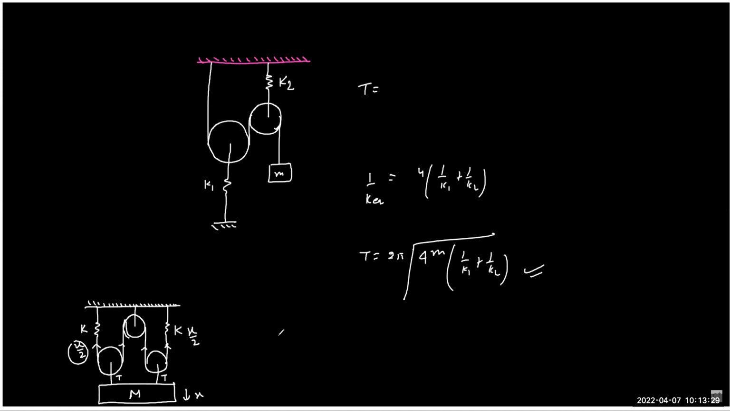If the plank is going down by x value, then all the strings will go by x1 by 2. You can assume some value x1, x2, but it's symmetrical, so I can say if this is x1, this is also x1. Elongation. And if both are x1, then definitely it will only go halfway down.